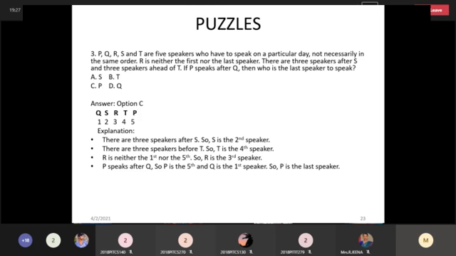So we have five speakers: P, Q, R, S, T, who have to speak on a particular day, not necessarily in the same order. R is neither first nor the last speaker. There are three speakers after S, and then three speakers ahead of T. If P speaks after Q, then who is the last speaker to speak? So we'll see the explanation.